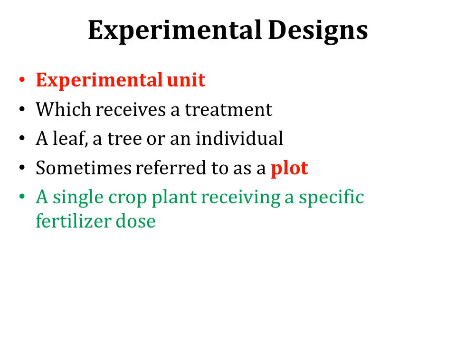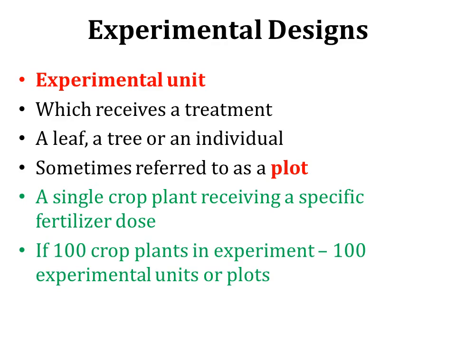So in the example that we are following, the experimental unit could be a single crop plant receiving a specific fertilizer dose. Now remember one thing, that we are not talking about a group of plants, we are not talking about a group of objects, we are talking about a single experimental unit, right? A single experimental unit that is going to give us a single response, a single observation. So a single crop plant receiving a specific fertilizer dose is an experimental unit in this case. So if you have 100 crop plants in your experiment, that means you have 100 experimental units or plots, right?